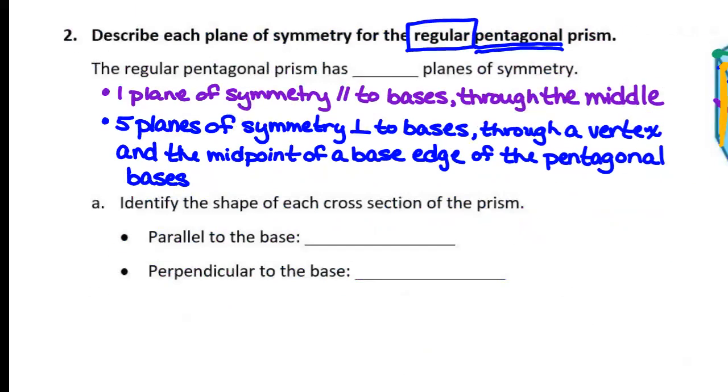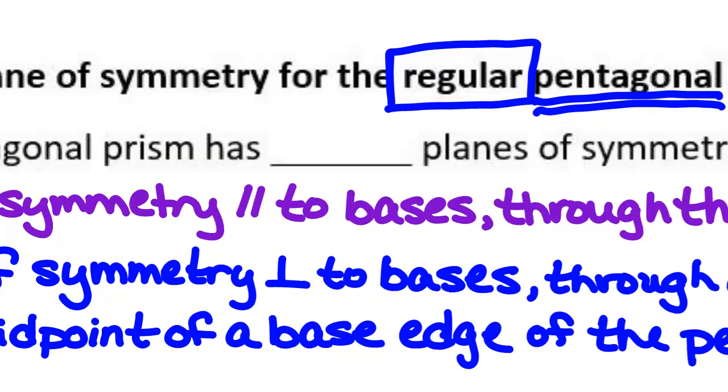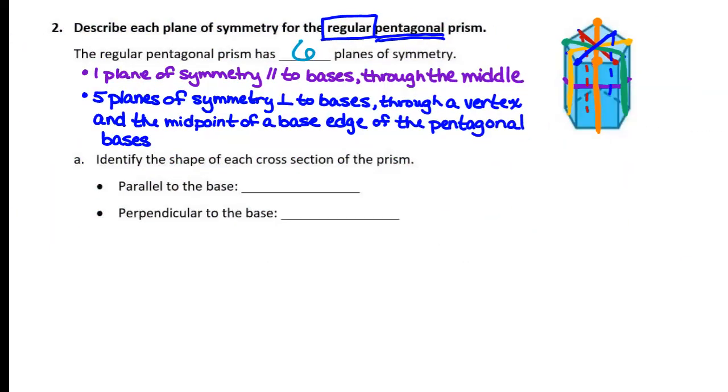So that gives me a total of how many planes of symmetry for this regular pentagonal prism? 6 total planes of symmetry. 5 that I can chop if I go from the top down, and then 1 through the middle that's parallel to those bases.